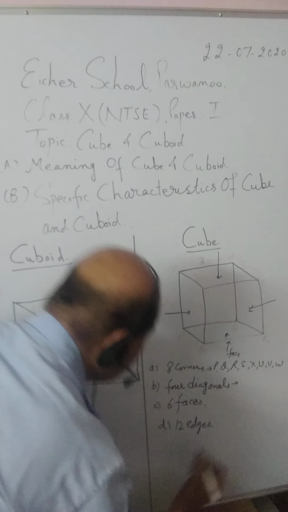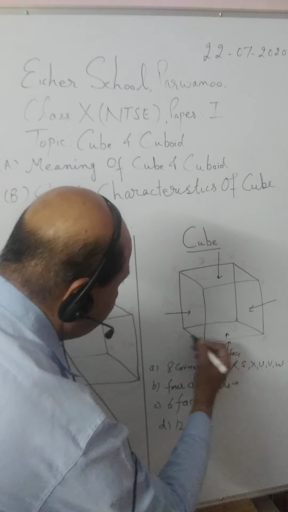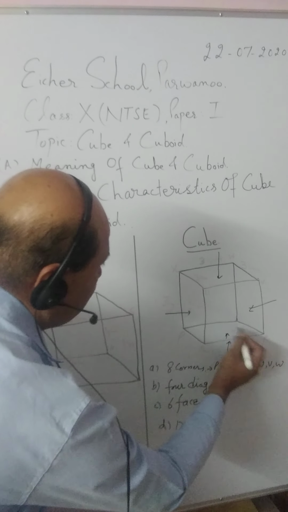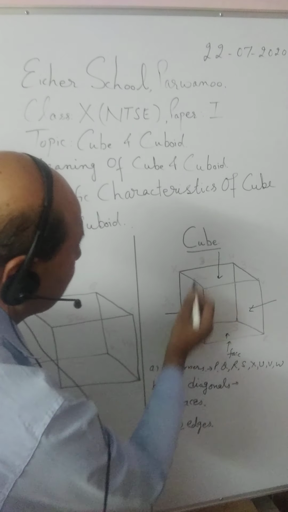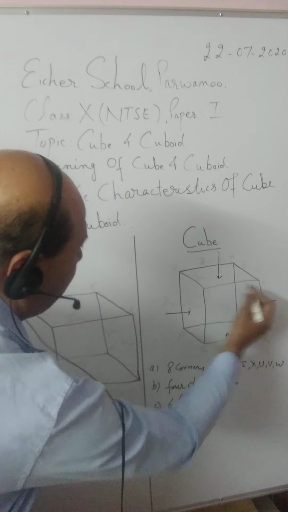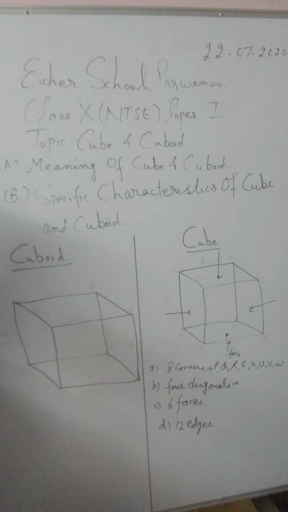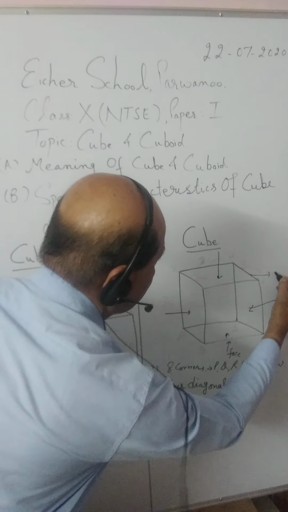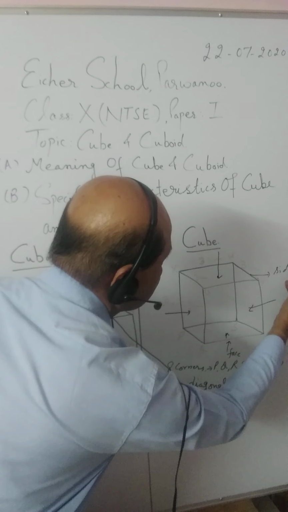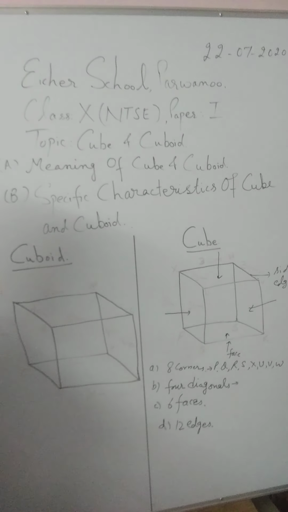meaning 12 sides. Similarly, we can list them here: QR, PS, then PQ, SR, XU, then WV, XW, UV, XU and WV. These are the 12 edges. These are the 12 sides. We may also say sides or edges. These are the parts of a cube.